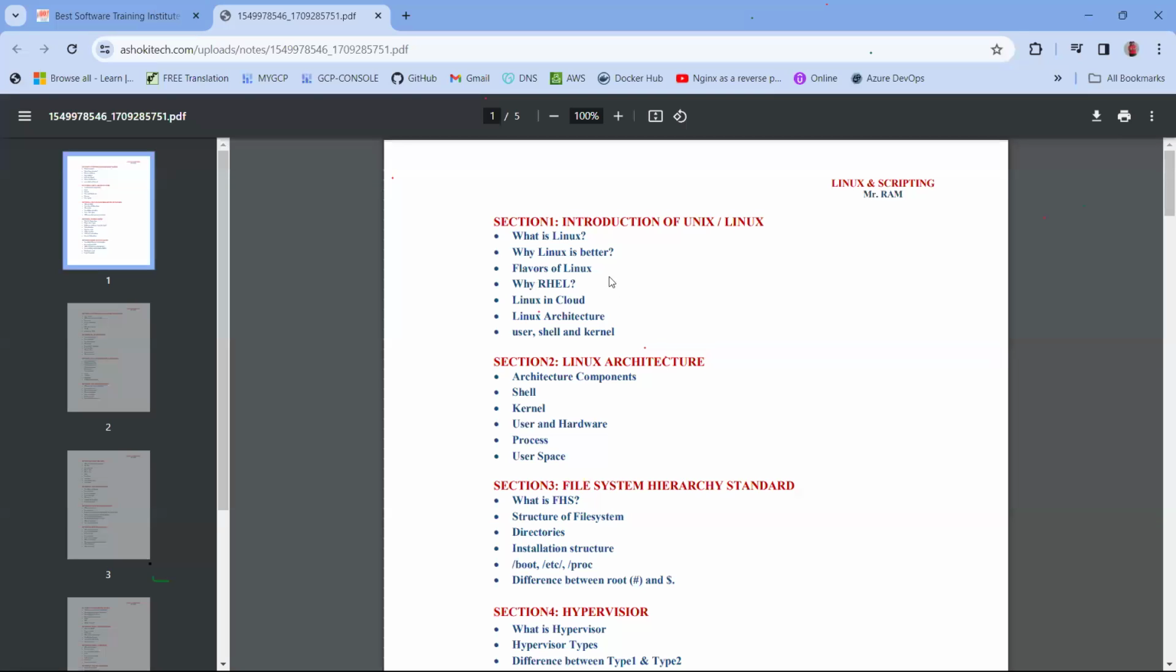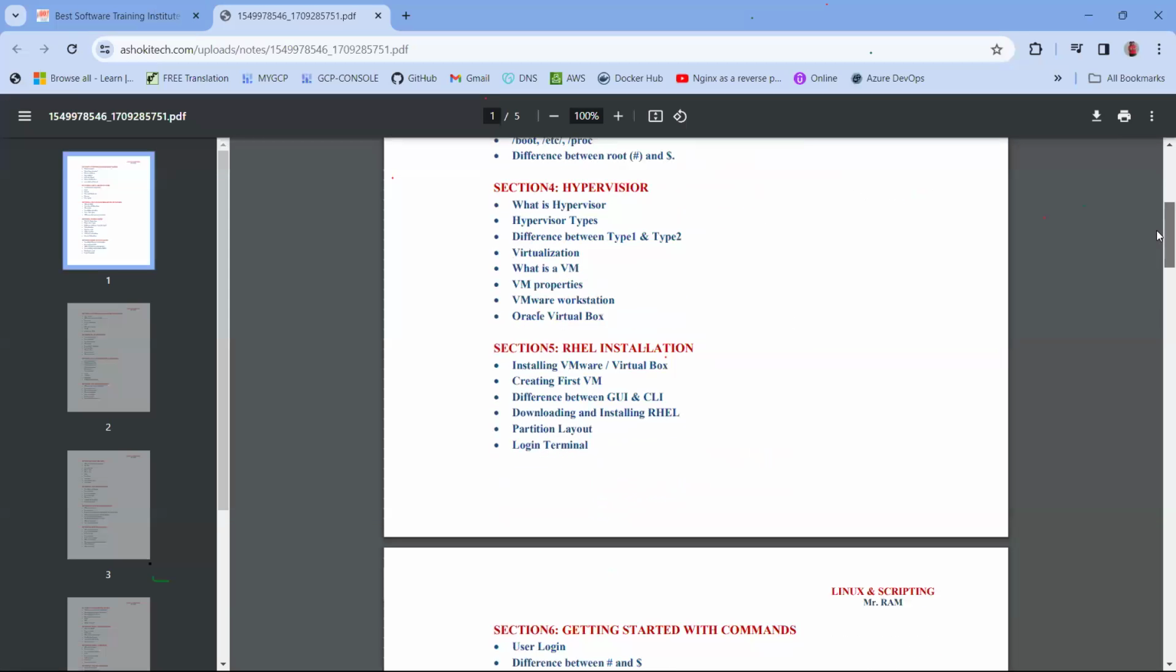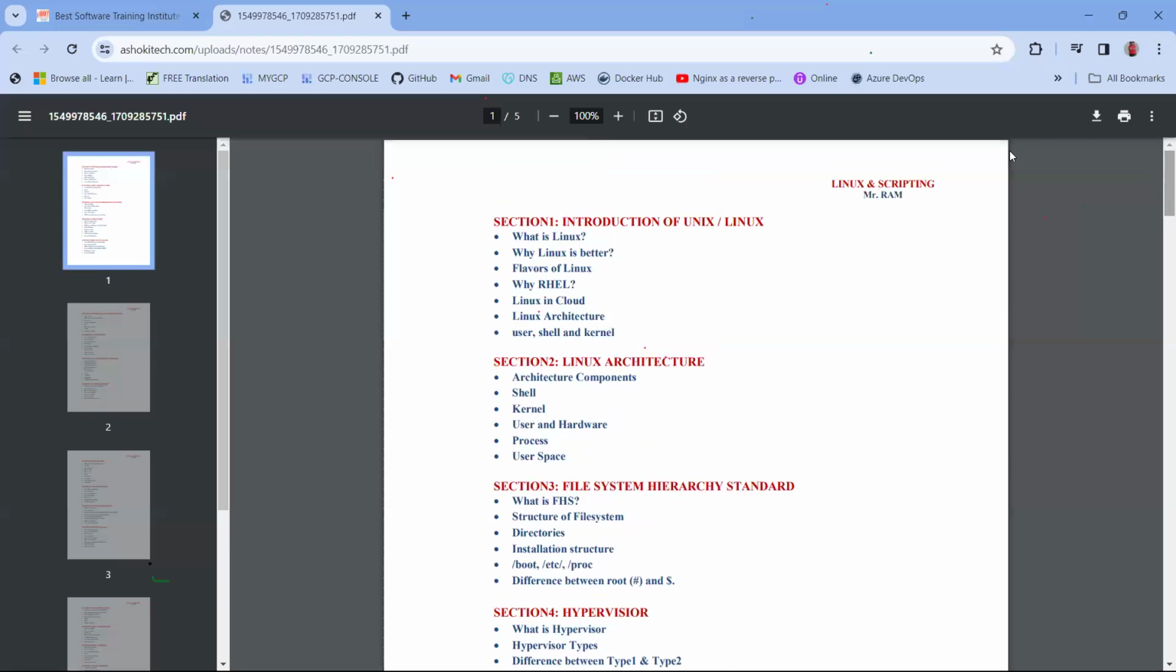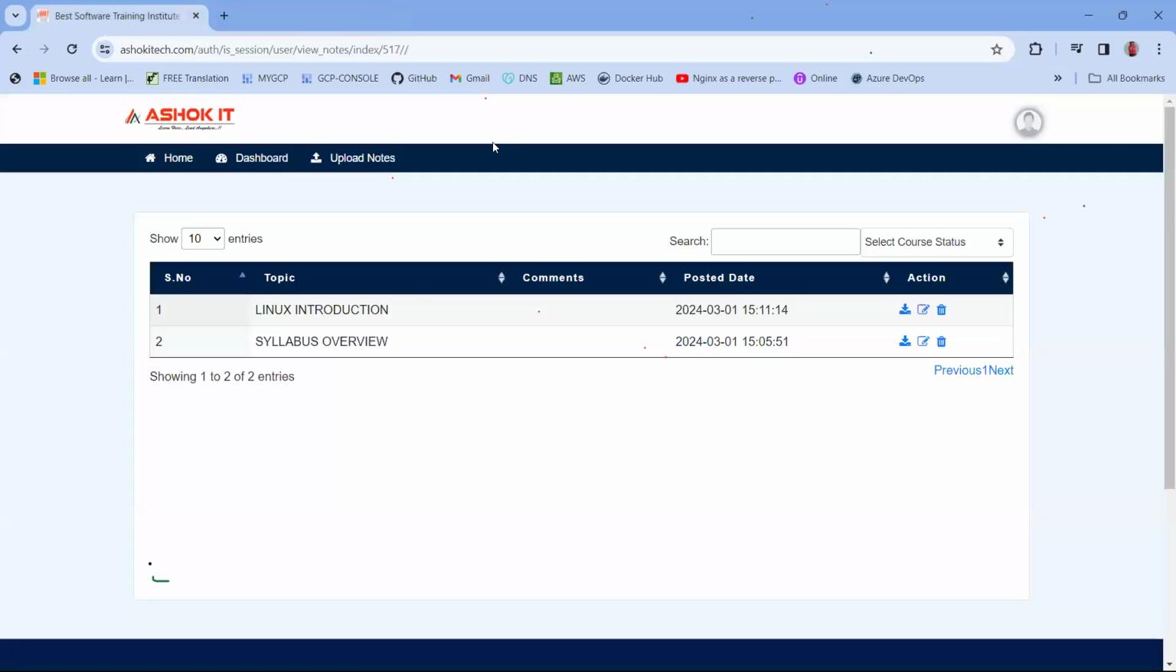The first class is this, and now the second class is this, and also the third class, file system hierarchy standard. Now I will upload these two sections' PDFs. And in the next class, hypervisor, then installation, getting started with commands. Even the syllabus copy is also available. If you want to get it, please download it from here. So this is the Ashok IT website. The Linux introduction PDF is also there.